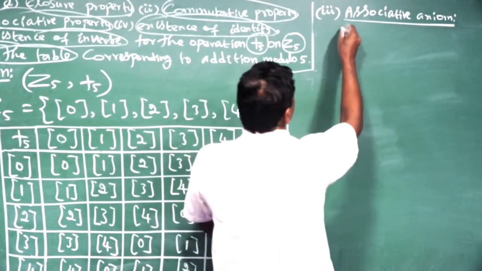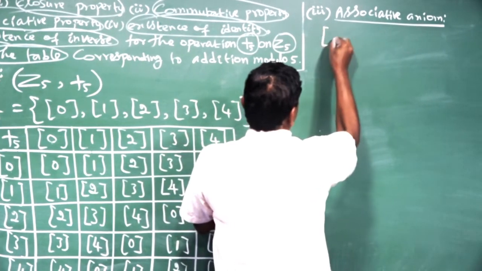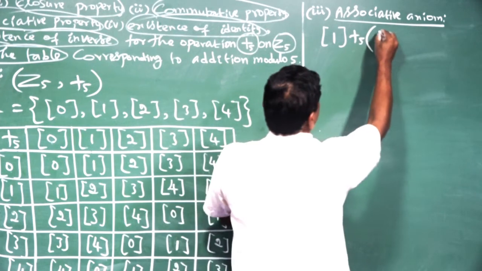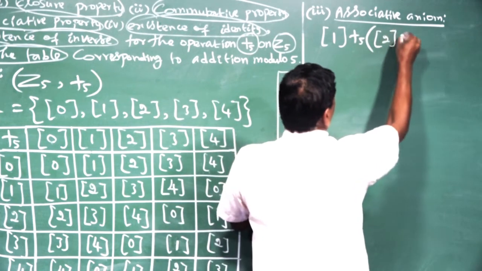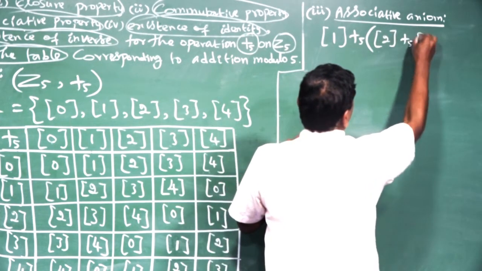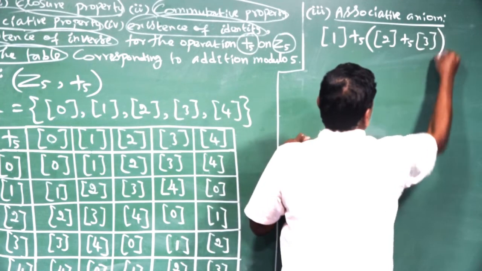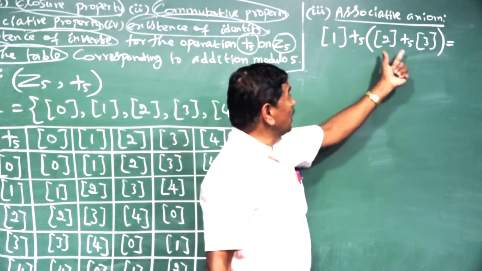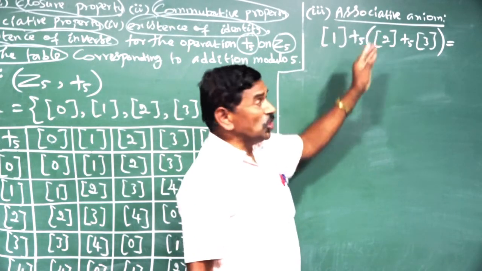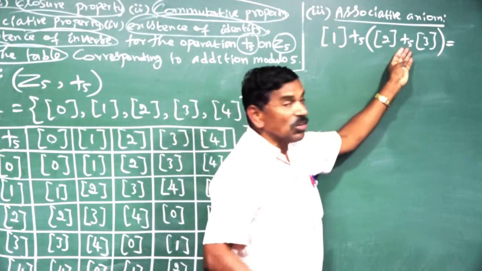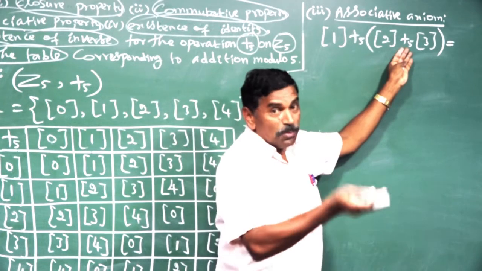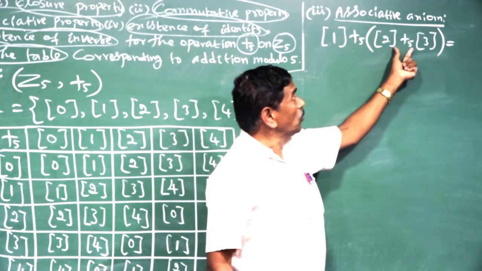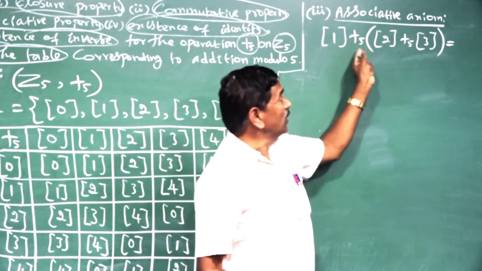For example, consider 1 addition modulo 5, bracket, 2 addition modulo 5 3, complete the bracket. Now, first see it is of the form: what is the associative axiom? A star B star C equals A star B star C. Here the last two are in the bracket, and I want to prove it with the first two in the bracket. That is the associative axiom.